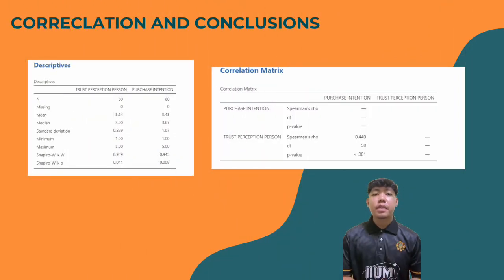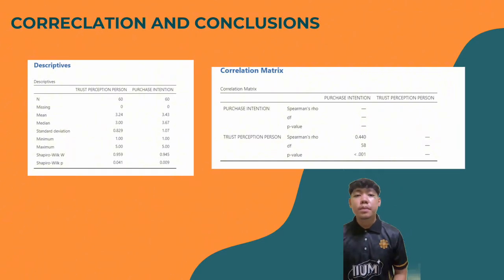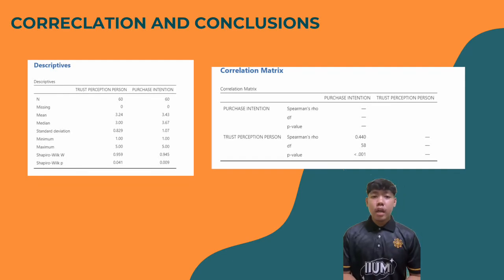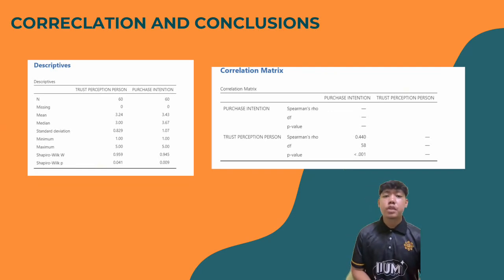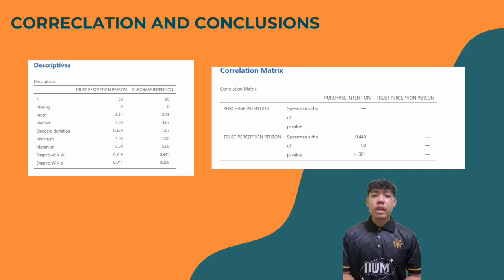Finally, I will explain the correlation analysis and conclusion of the study. The correlation analysis was conducted to examine the relationship between trust perception percent and purchase intention. In this study, the purpose of the correlation analysis is to determine whether there is a significant relationship between users' level of trust and their intention to make a purchase. Based on the Spearman's rho correlation analysis, the correlation coefficient obtained is 0.440.